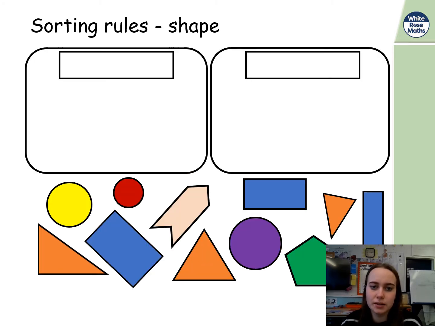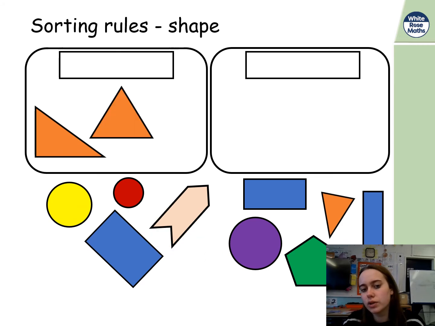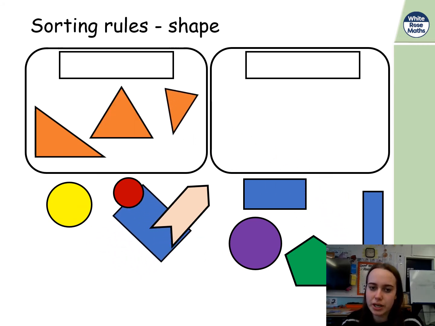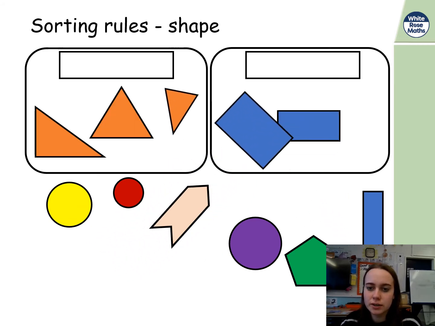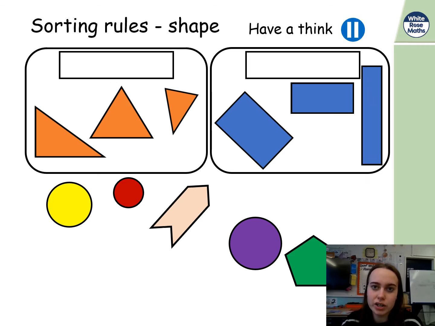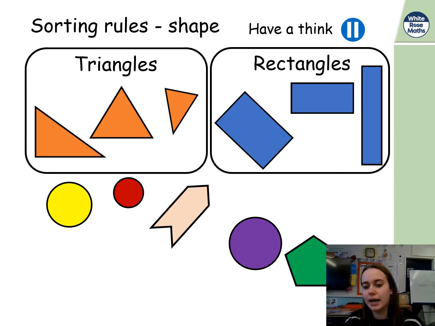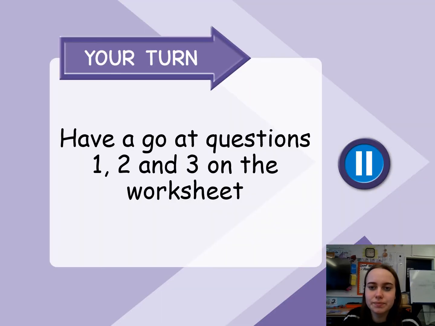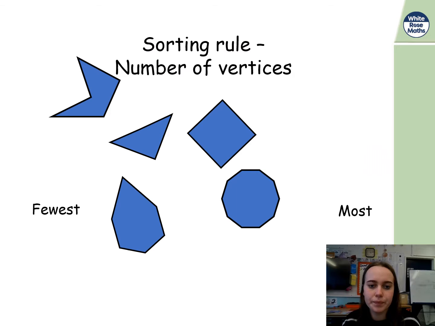So same again, have a think about what the similarities are between the shapes that are being grouped. So how have we sorted these shapes out? Hopefully you can tell triangles and rectangles. So you can have a go now at question 1, 2 and 3 if you're ready to. If not, watch to the end of the video and then you can have a go.